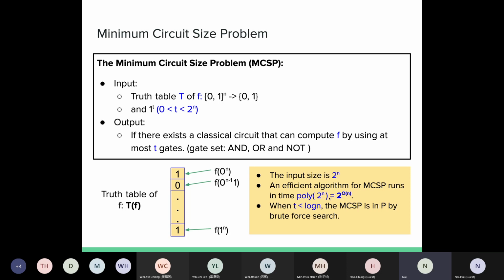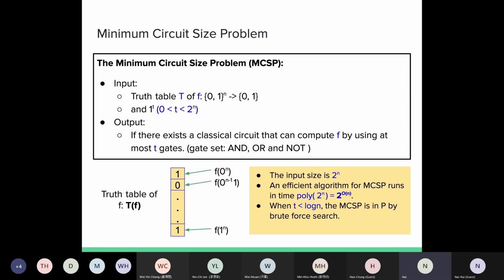Because when we are talking about asymptotic notions, we consider whether it is polynomial in the input size or exponential in the input size. Now because the input size is 2 to the n, a polynomial time algorithm is actually polynomial in 2 to the n. So you can also write it as 2 to the big O of n. And note that when t is small, like smaller than log n, then this problem is in P, you can just brute force search all possible circuits.